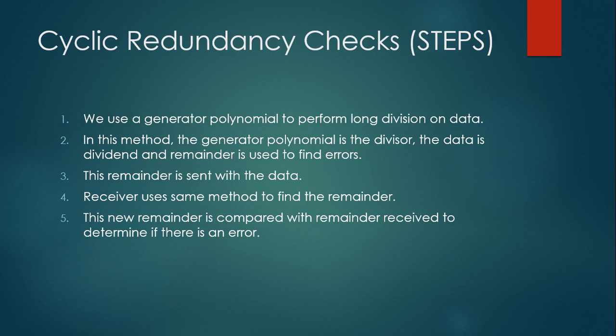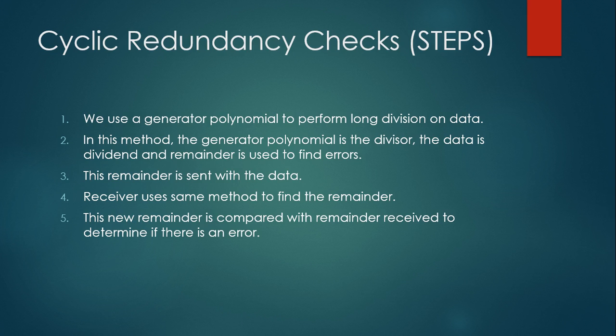The next method is cyclic redundancy checks, and these are the 5 steps to do it. We use a generator polynomial to perform long division on the data. The generator polynomial in this case would be the divisor, the data would be the dividend, and the remainder will be used to detect errors.